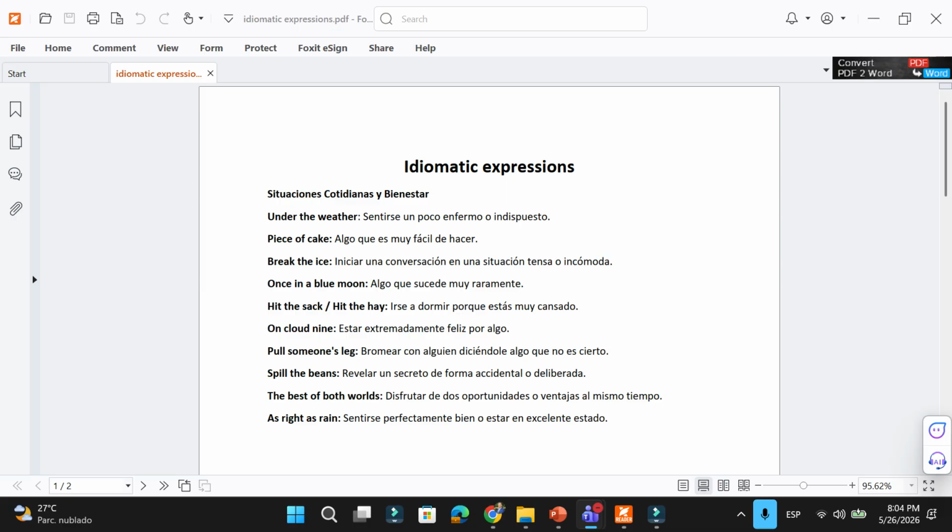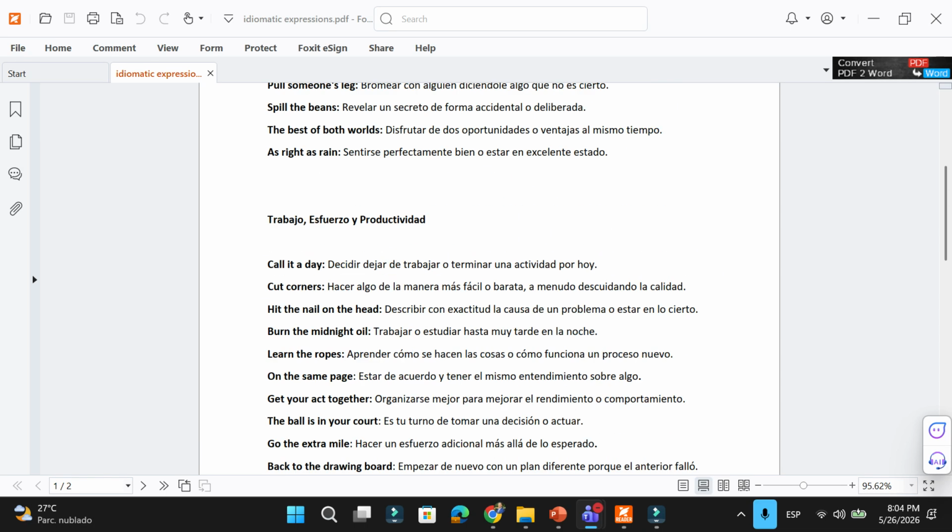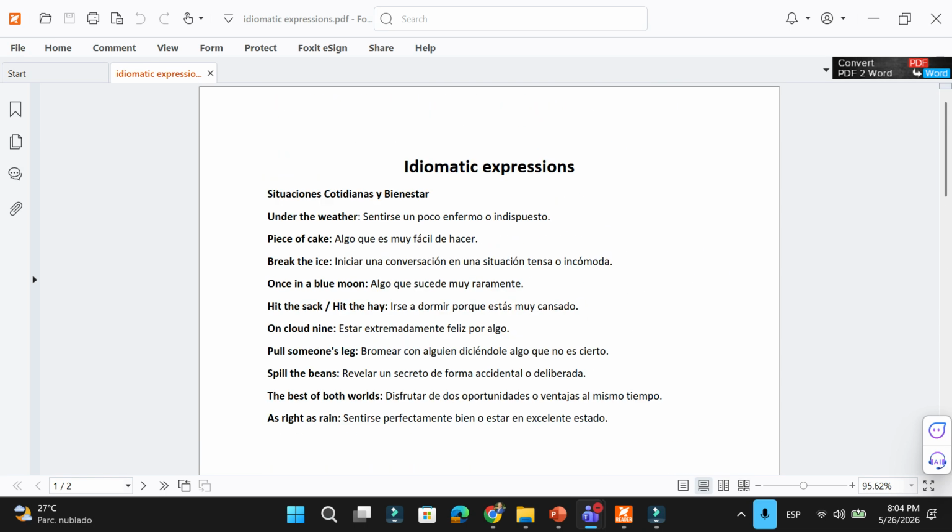in three parts. We're going to divide each part in 10, right? 1, 2, 3, 4, 5, 6, 7, 8, 9, 10. Yeah, 10, because Situaciones Cotidianas y Bienestar is the title. Okay, so we're going to work with this in three parts. So we are going to study this in 3 weeks, 10 idiomatic expressions for each of those weeks.